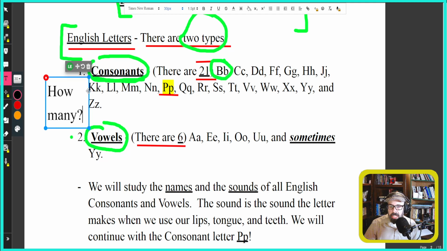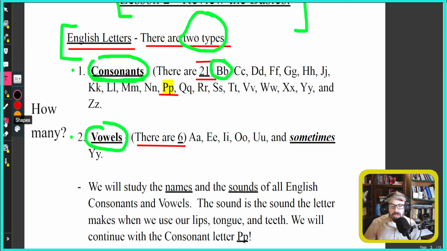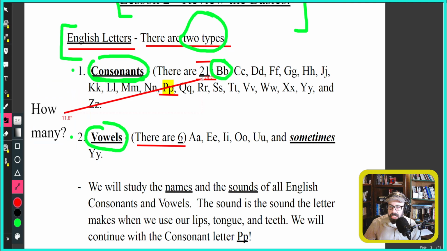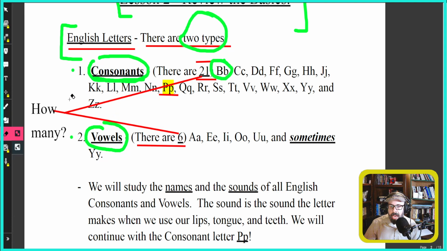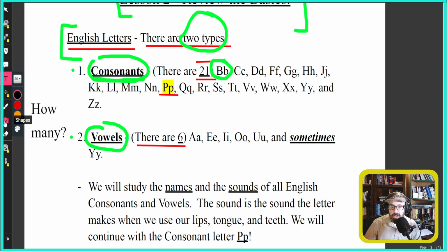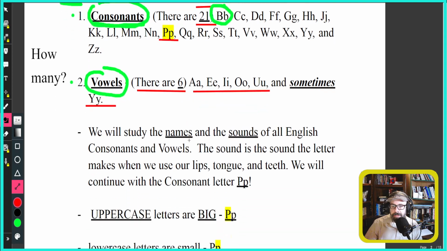So you'll hear me ask, well, how many? How many consonants? How many vowels? How many consonants? 21. How many vowels? 6. Okay, so how many consonants? 21. How many vowels? 6. Okay, let's look at the vowels. Okay, A, E, I, O, U, 5, plus sometimes the letter Y.